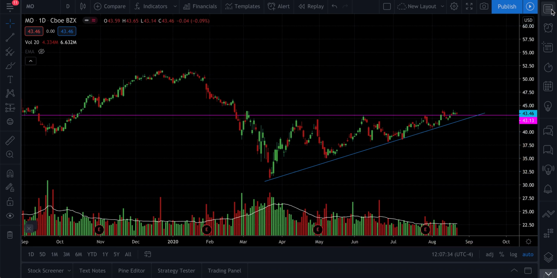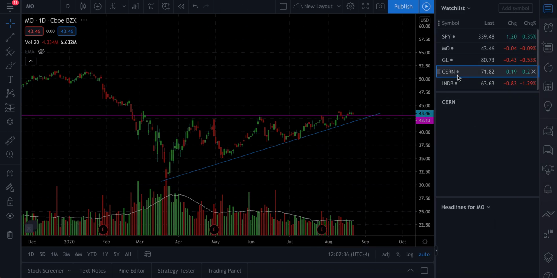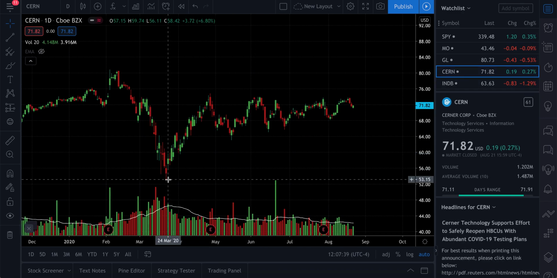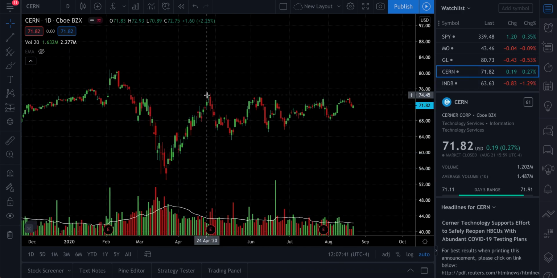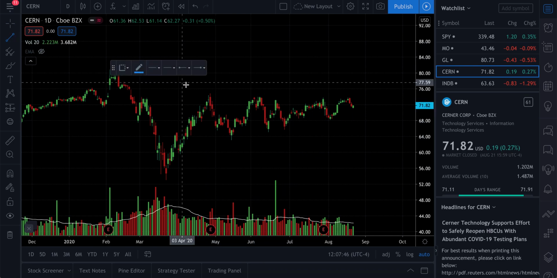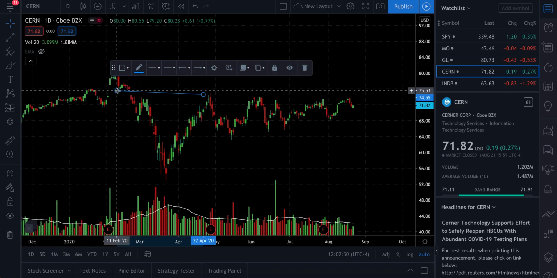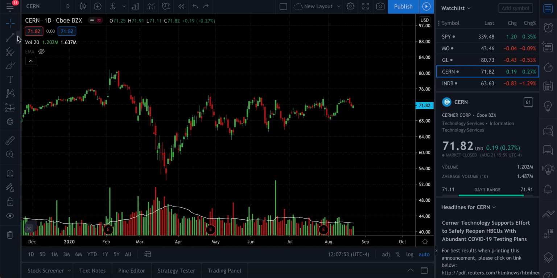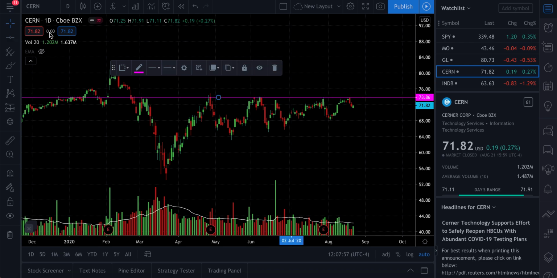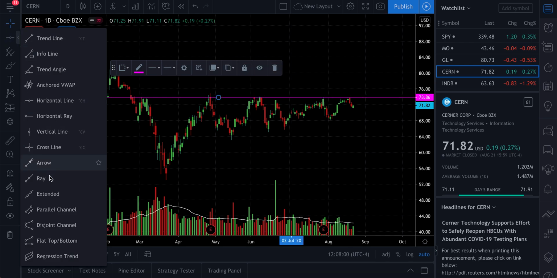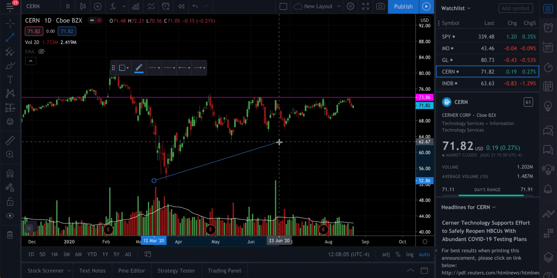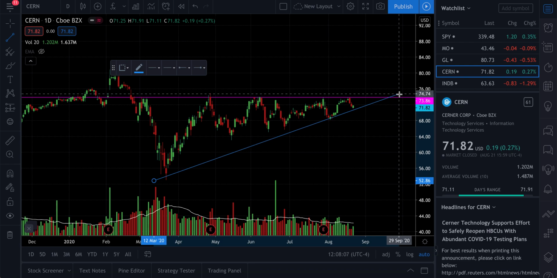So this is AMMO, and let's look at a few more maybe. CERN, okay, CERN also went up to 53, then went up to 74, and it's kind of consolidating in a perfect area. Wow, that's perfect, oh sorry. So a horizontal line right there, and you're gonna make a trend line. So that's a trend line.